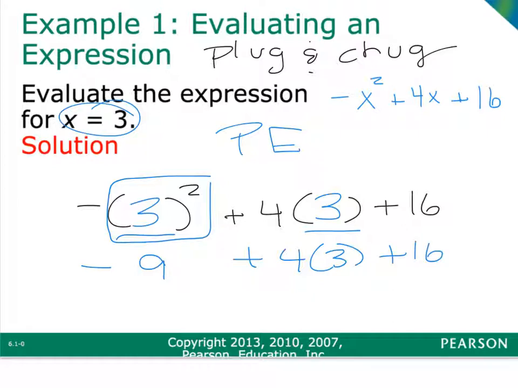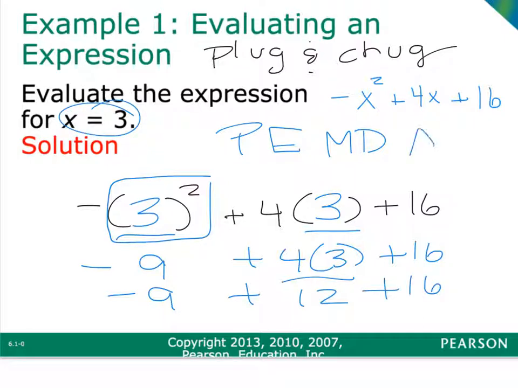Okay, my second stage is my multiplication division stage, my third stage. So if there's anything that needs simplified with multiplication or division, you should do that now. And I've got a 4 times a 3, so that will equal a 12 when I multiply those out. And then last is your addition subtraction stage. So remember, go from left to right. So take your negative 9 plus 12 first. Negative 9 plus 12 is 3. Then your 3 plus 16 last, and 3 plus 16 is 19. So you have evaluated and simplified the expression.